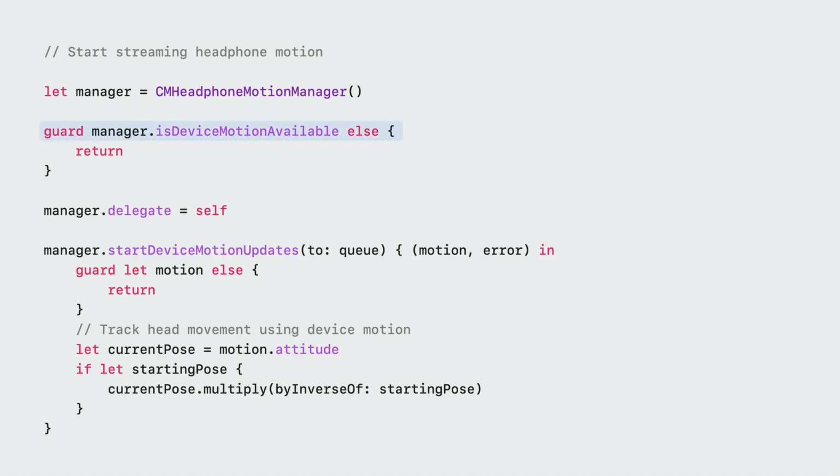Before you start streaming, you'll want to make sure that device motion data is available, which can be checked using the isDeviceMotionAvailable property. Assign a delegate to receive the connection events I spoke about earlier. Then start streaming data. CMHeadphoneMotionManager exposes both a push and a pull interface to grab data. In this example, we'll use the push interface. Use startDeviceMotionUpdates and specify an operation queue and handler.